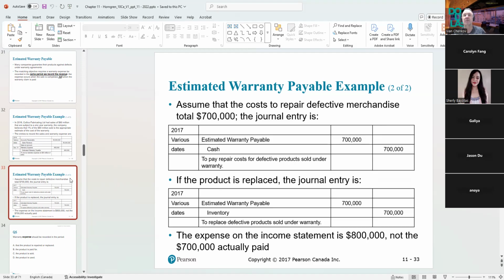So what are they going to do now? Now they're going to start reducing the warranty payable. If they have to pay cash for the labor, they're going to pay cash and reduce estimated warranty payable. If they have to replace the products with new products, instead of cash, they're going to credit inventory. But again, they're not going to touch warranty expense. Why? Because the warranty expense was already recorded at the time of the sale.